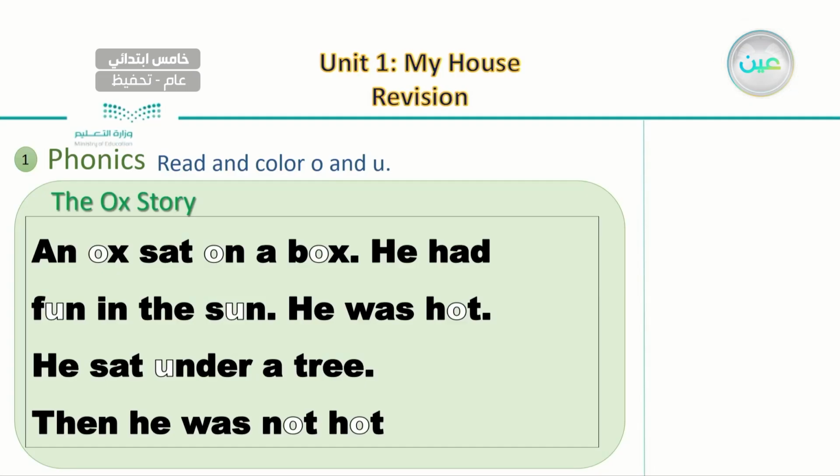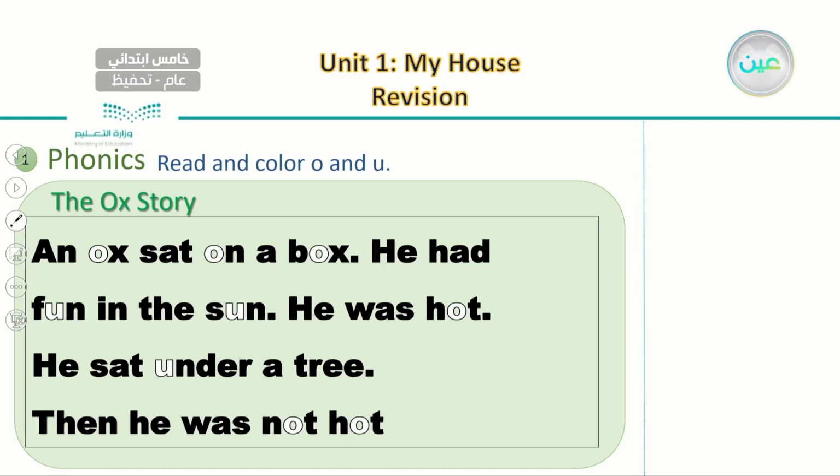Last time we had this lesson about an ox and the story of an ox. Let's read it now, and then we read it again while following, and we color the letters. The ox story. An ox sat on a box. He had fun in the sun. He was hot. He sat under a tree, then he was not hot.